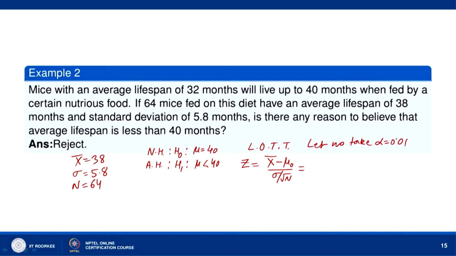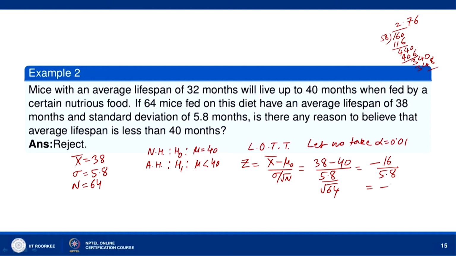Now, let us calculate the value of Z from x bar minus mu naught divided by sigma over root n. So, x bar is equal to 38 minus mu naught is equal to 40, divided by sigma is equal to 5.8 and then divided by root 64. So, we have minus 2 here multiplied by root 64, which is 8. So, minus 16 divided by 5.8, and this comes out roughly to be minus 2.76, approximately.